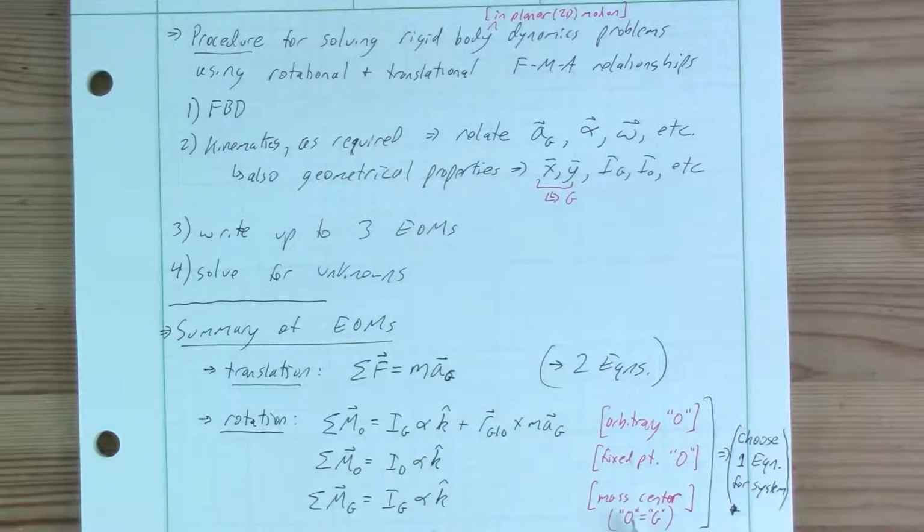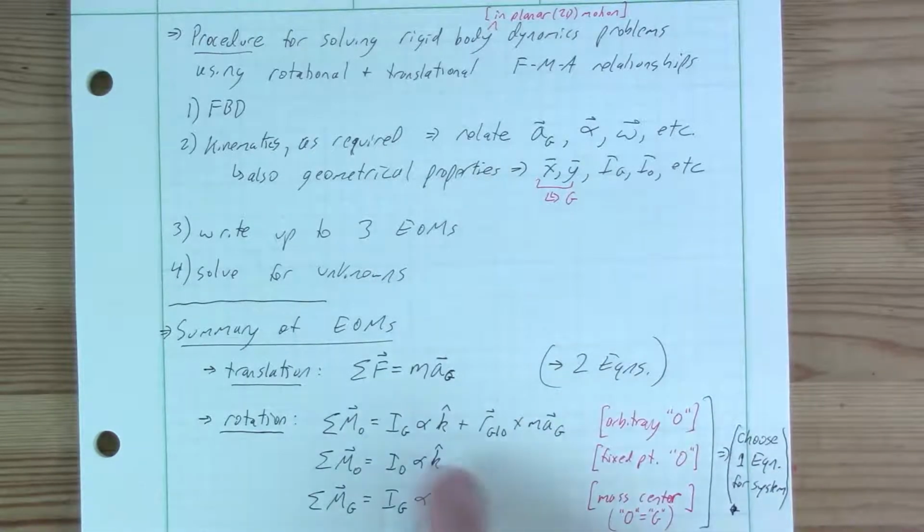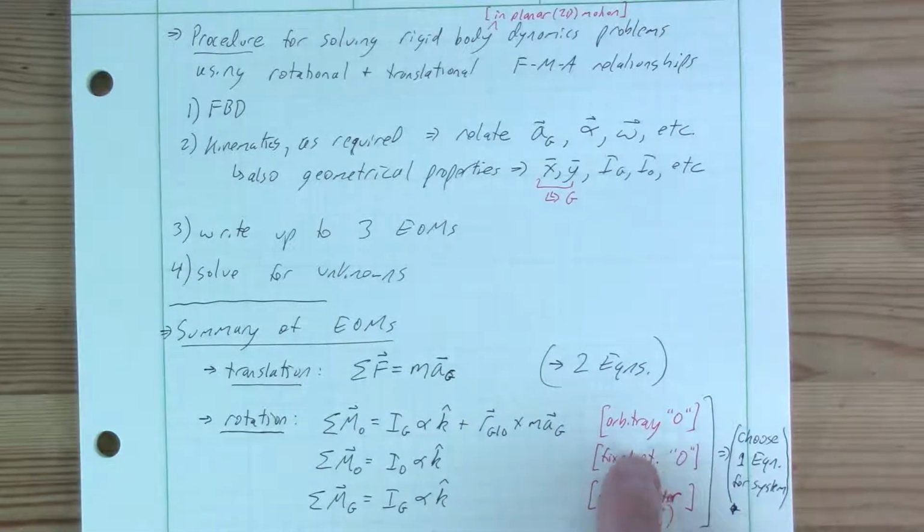And the third version is where it really comes from this one, where that arbitrary point is no longer arbitrary, but it's the center of mass, and that center of mass could be moving around. So those are our 3 versions.